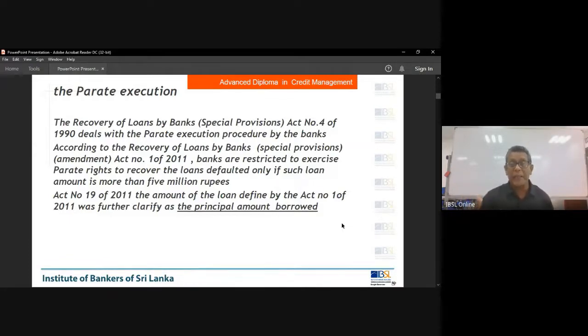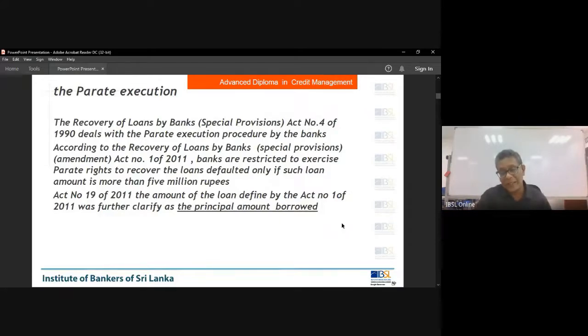That was again amended in 2011. There are two amendments in 2011 to parate execution. Banks are restricted to parate rights to recover defaulted loans only if the loan amount is more than 5 million rupees. Now there is an issue on that. Earlier there was no amount limit. From the 2011 amendment to parate execution, the bar was increased up to 5 million.